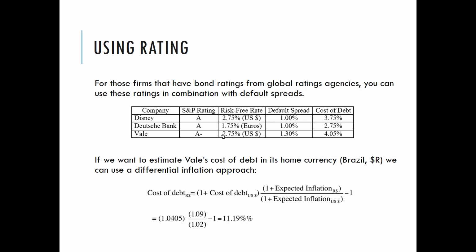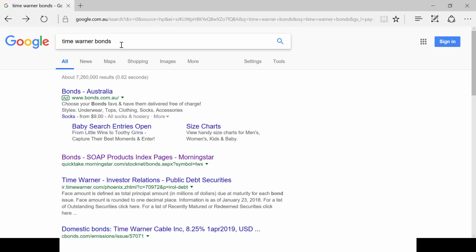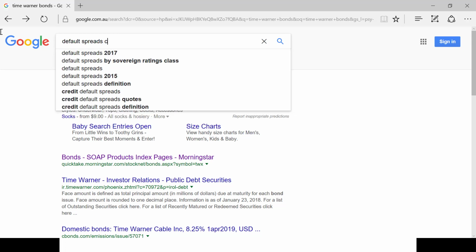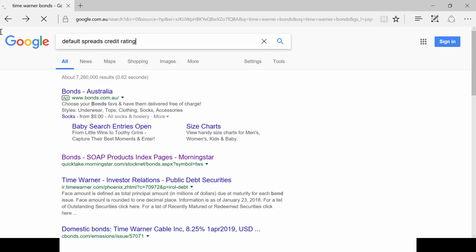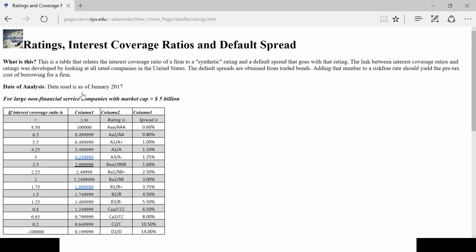Yes? Sorry if you already said this, I must have missed it, but where did you get the default spread from? Usually the easiest place to get the default spreads, you can find them on Bloomberg. Actually, the easiest place to find them is on Google. So search default spreads credit rating, and usually the first hit will be the most appropriate one. Oh, so it's already established for you. Yeah, so you don't have to figure this out.